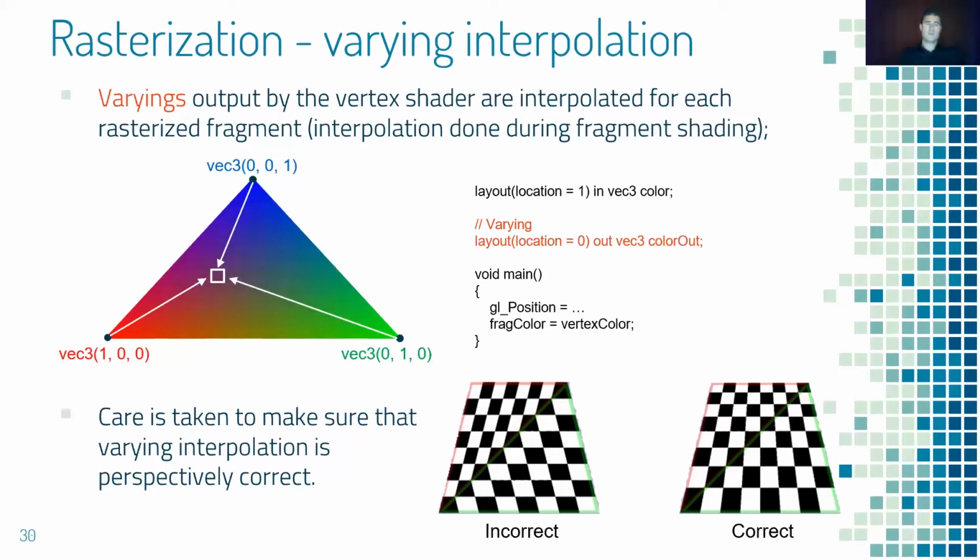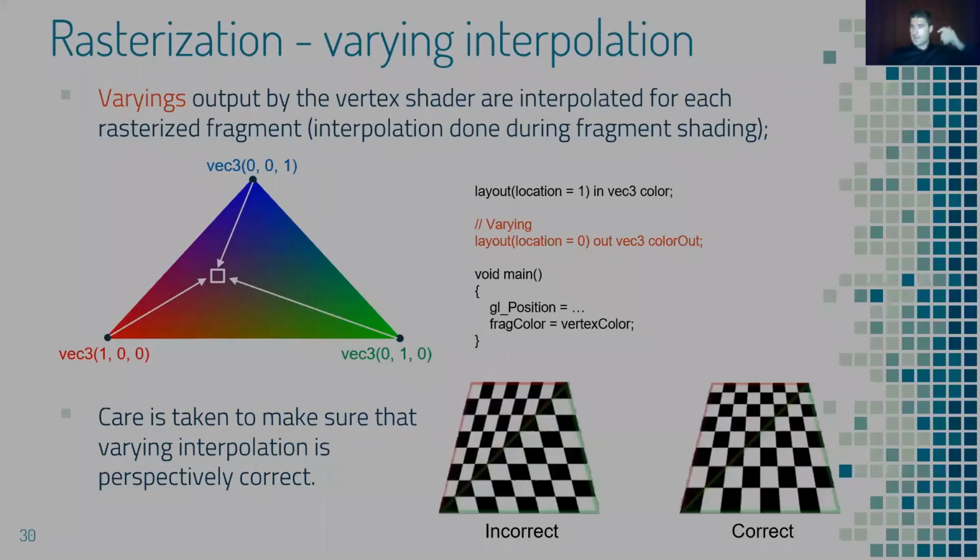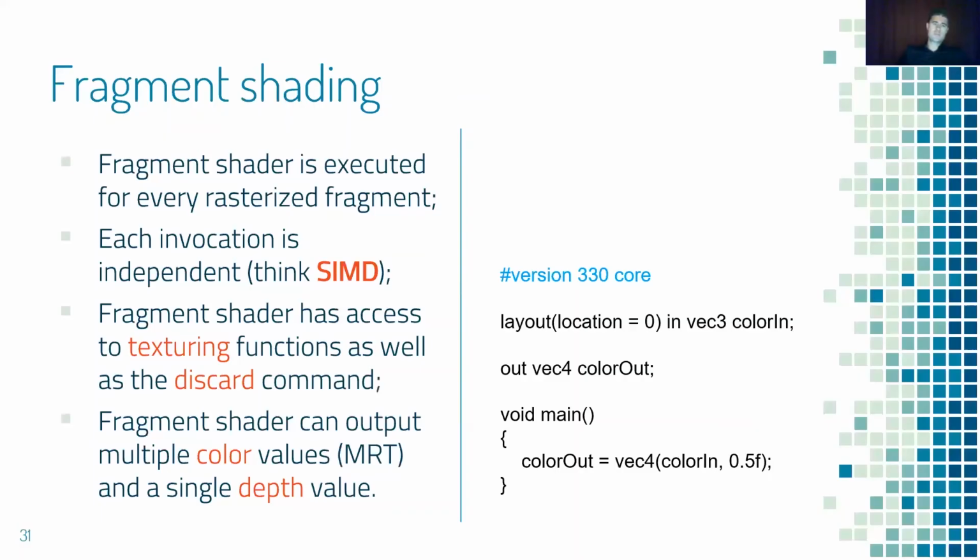Let's move to fragment shading. For each of those rasterized fragments, fragment shading is run. Just like vertex shading is run for every vertex, fragment shading is run for every fragment. Again, each invocation of a fragment shader is independent. Again, think single instruction, multiple data. The fragment shader has access to texturing functions, so how to sample the textures, as well as the discard command.